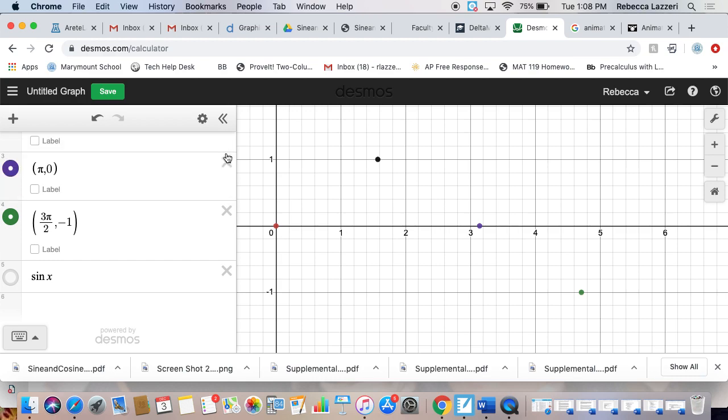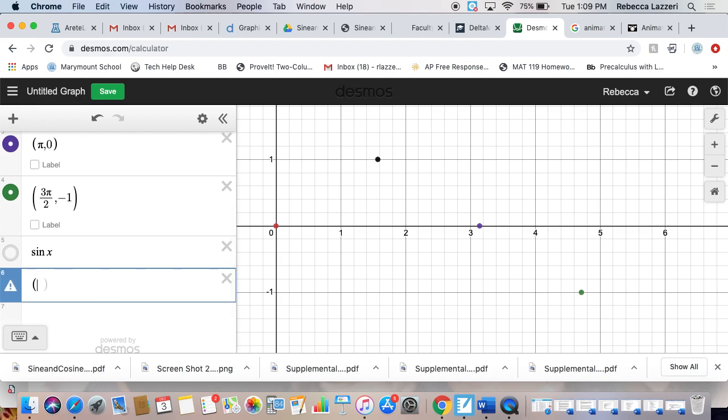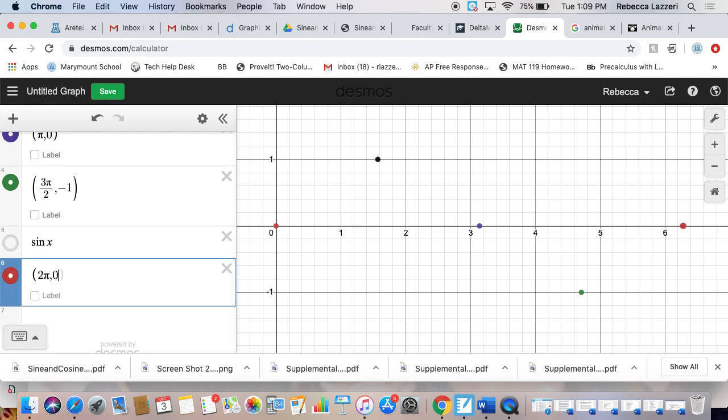And this one, and I'm going to put in the end, 2 pi, which was 0. All right, do y'all see those 4 points in colors there?